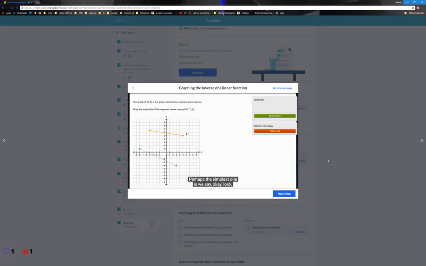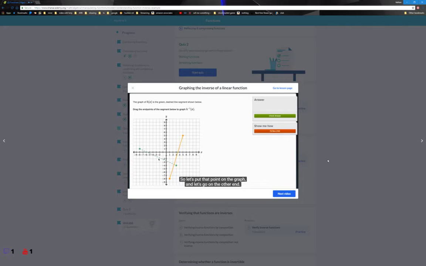Perhaps the simplest one is we say, okay, look, what does h of x map from and to? So this point shows that if you input negative 8 into h of x, h of negative 8 is 1. So it's mapping from negative 8 to 1. Well, the inverse of that then should map from 1 to negative 8. So let's put that point on the graph of the inverse.